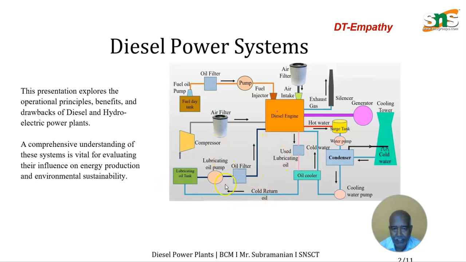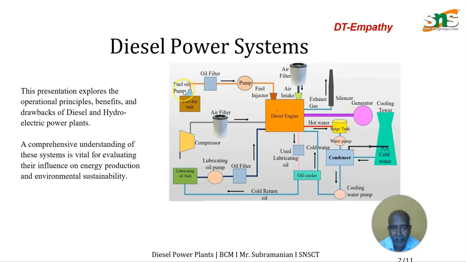Diesel is used here to generate the electricity. A diesel engine is used here, and overheat is also generated in this engine. To cool it, we also use the cooling tower. So the oil and air filter are used as one cycle, whereas the cooling and lubricating pump is used in the second cycle with the diesel engine, and the third cycle is the cooling tower system.